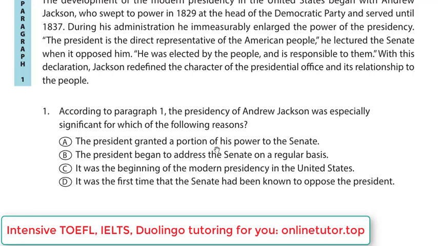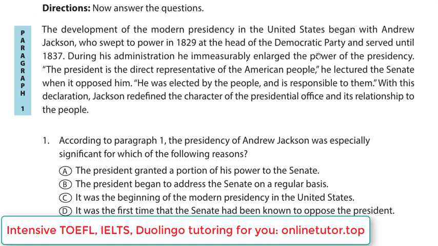The president granted a portion of his power, absurd. He didn't want to grant any portion of his power to the Senate. So distractor, we discard. B, the president began to address the Senate on a regular basis. Not absurd, but a distractor anyway, because I don't remember anything about a regular basis. And how about C? It was the beginning of the modern presidency of the United States. Yes, because with this declaration, Jackson redefined the character of the presidential office and its relationship to the people. Something like this, you see.